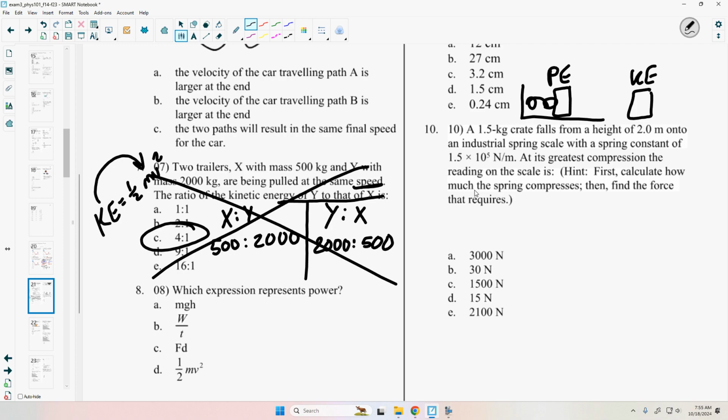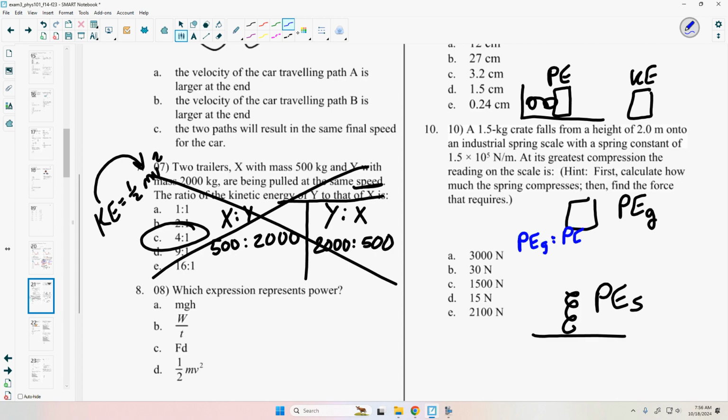This one is similar. What you want to do is I have some object that has only potential energy, and it falls onto a spring. And so I know that the gravitational potential energy will all be converted into elastic potential energy. I'll do that right here in the middle. So PEg will equal PEs. That's mgh equals 1/2 kx squared.